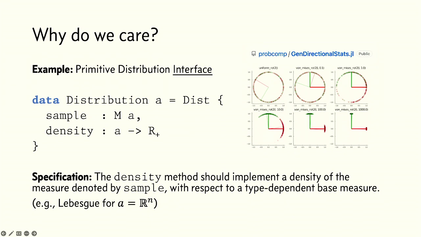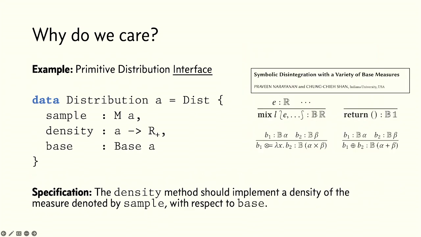So we went ahead and implemented them anyway, but parts of Gen's design make assumptions that are incompatible with them. So when you use them, you need to steer clear of certain features, which of course is not ideal, right? So we would love to fix the primitive distribution interface to cover a broader set of programs. And there are various proposals for how to do that.